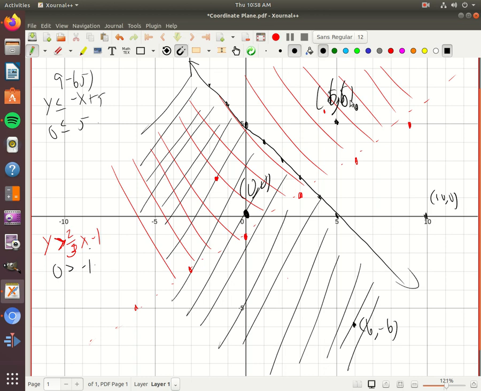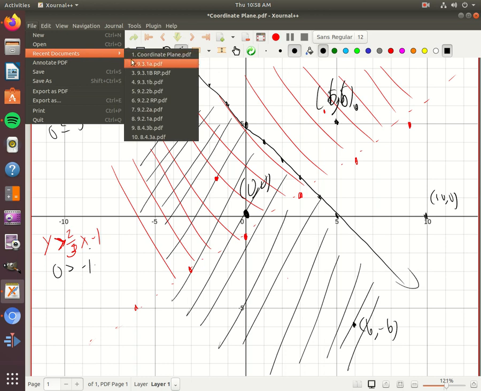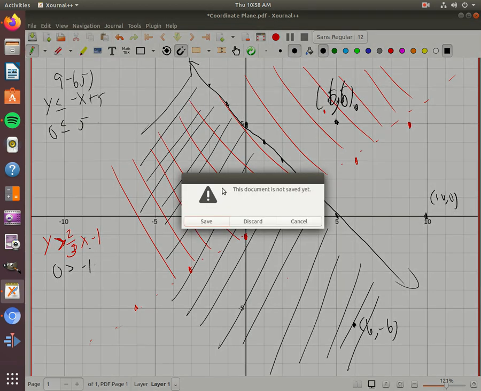So again, we have these 4 points in these 4 regions. This is false for both. This was true for red, false for black. True for black, false for red. True for both. That's how these inequalities work. I hope that makes sense. All right, let's jump back over here.